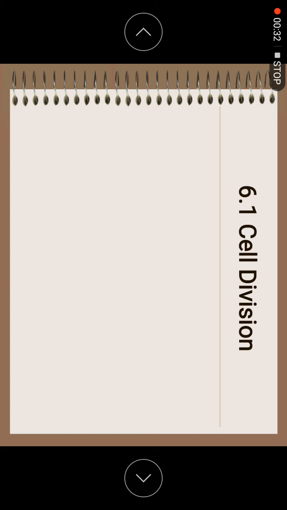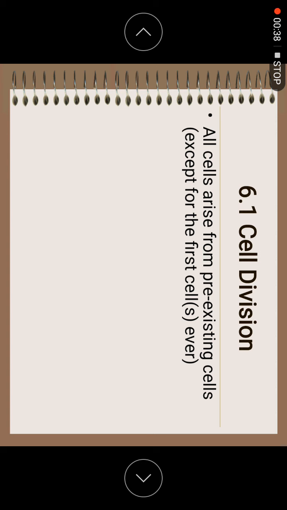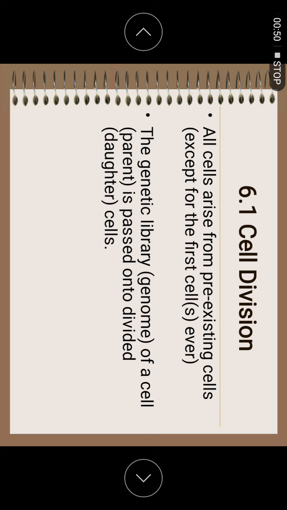At the beginning of the chapter we will see what cell division is, the meaning and then the significance of it. All cells arise from pre-existing cells, except for the first ever cell. You have to read up on what the first ever cell is, based on the theory of evolution. From the pre-existing cell, when you haven't been born, we are formed from the two gametes, the ovum and sperm, and starting from there cell division took place until we become what we are now.